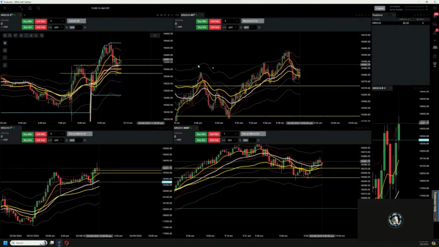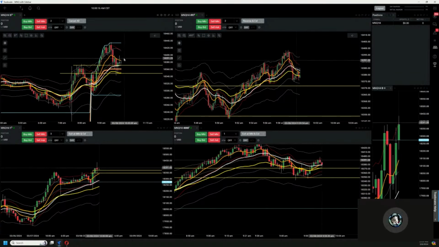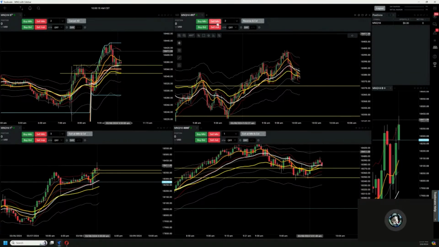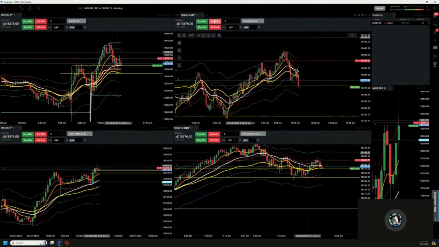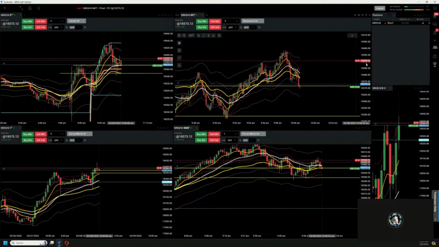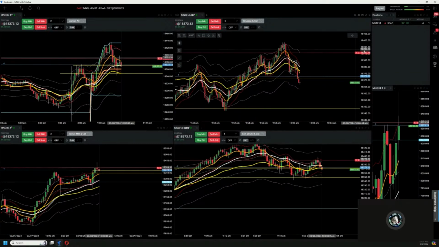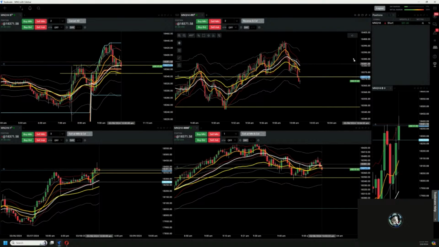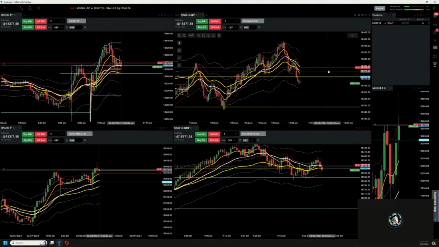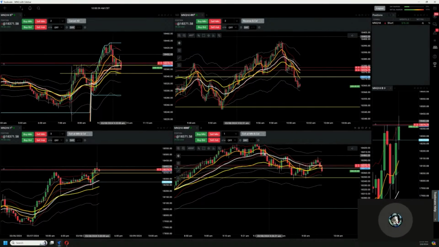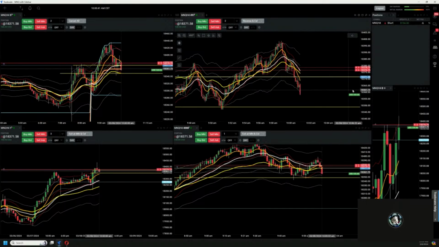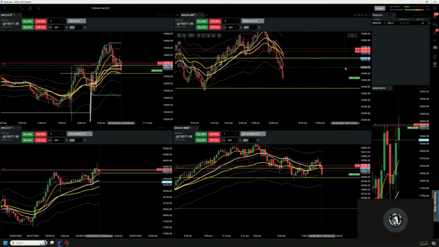So selling into this wick here on chart 1 is probably the best thing you could do. Order filled. If it gets there, it might not get there. Order filled. I sold, by the way, once I saw the breakdown happening.